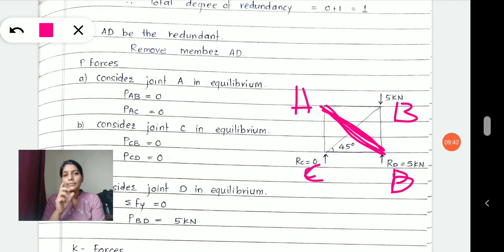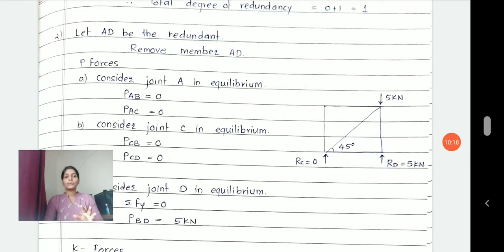The concept is that whenever you are dealing with trusses which have only redundant forces, at that time you can choose any member as a redundant. In case of lack of fit problems, the member which is getting longer or shorter, that member you will consider as redundant. In case of thermal stresses, you will consider the third type of member in which the member is getting heated or cooled down, the temperature variation occurs in the member, that member you will consider as a redundant. Clear? So here I choose AD as a redundant.